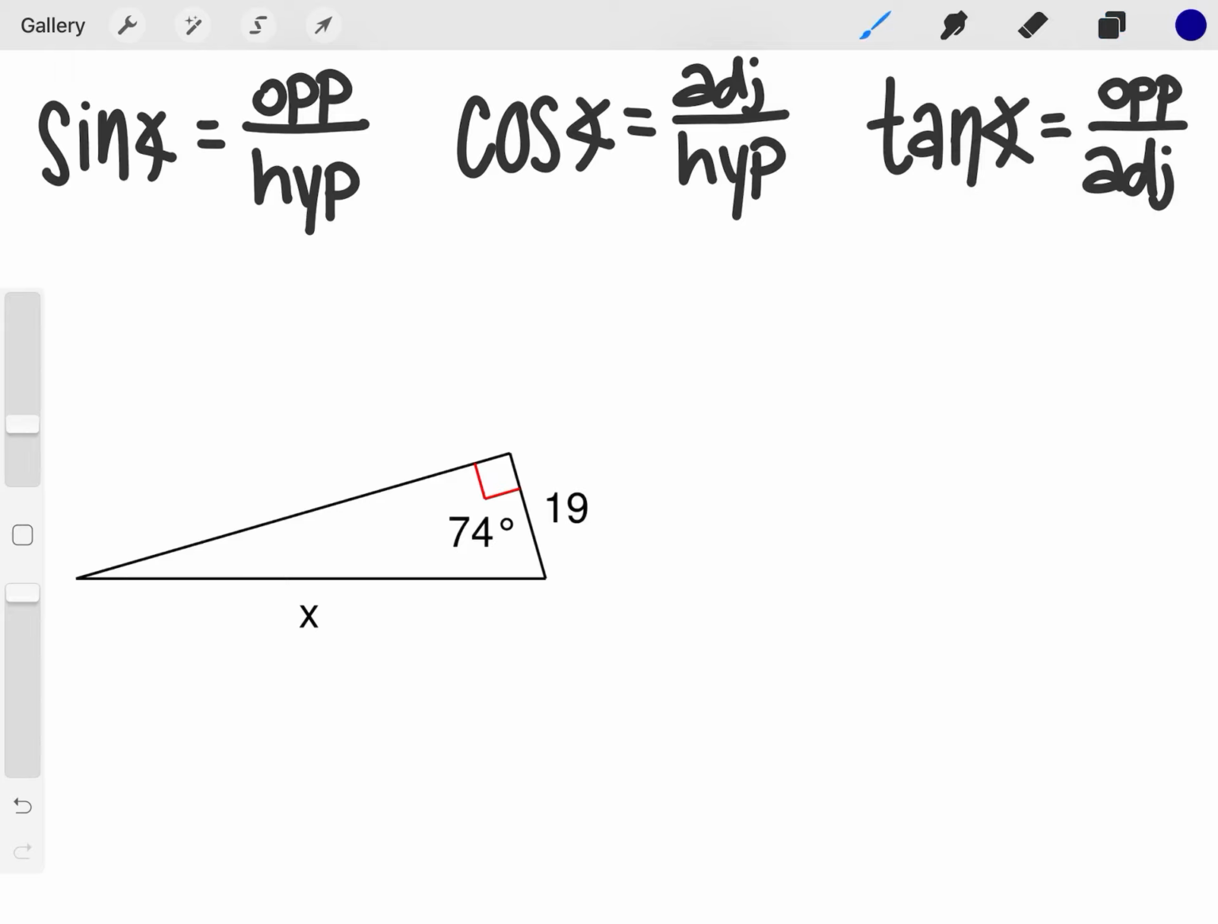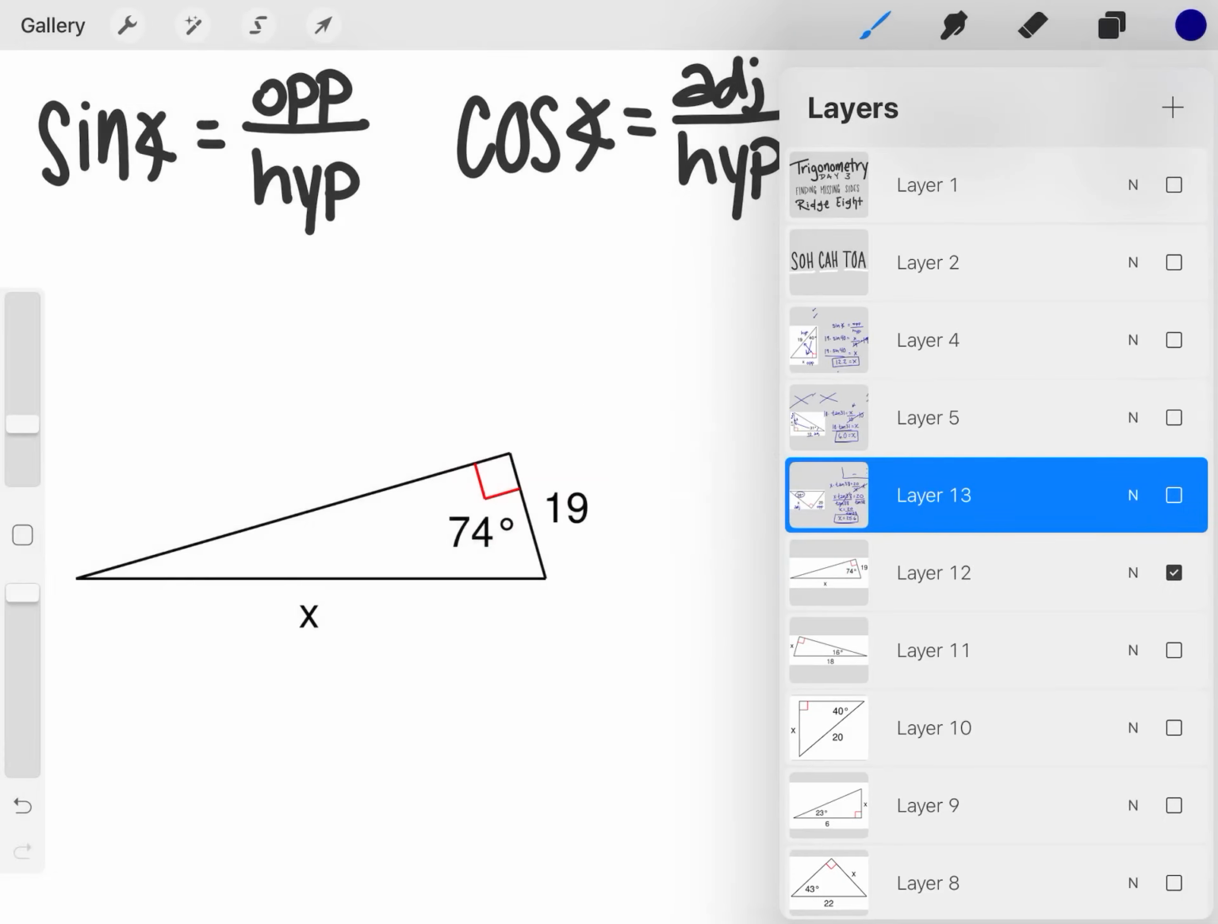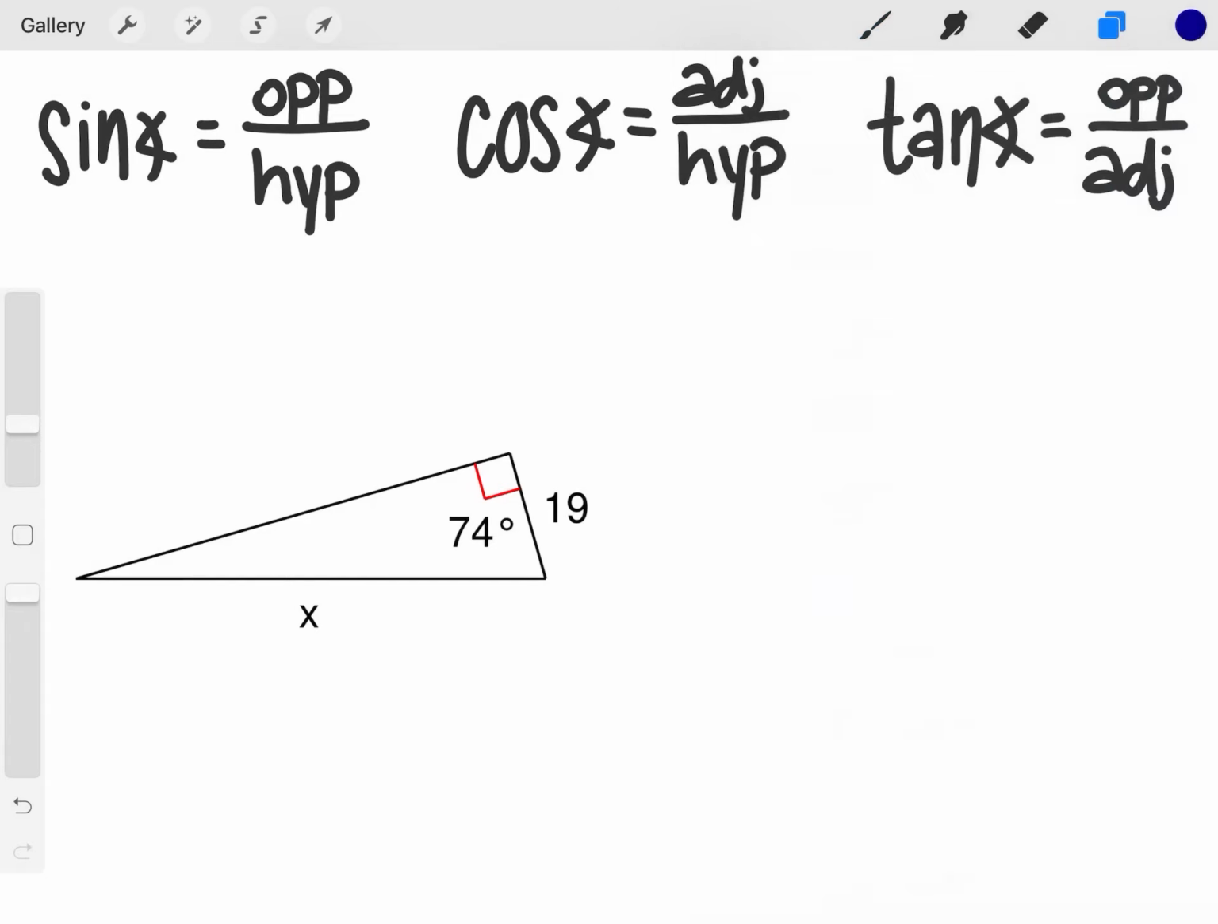So first question I have here, I was asking these all week last week, what type of side is X? What type of side is 19? Now it might help to know that 74 is referring to this angle right there. Alrighty, so 19 is an adjacent side, and X is opposite that 90-degree angle, making it the hypotenuse.